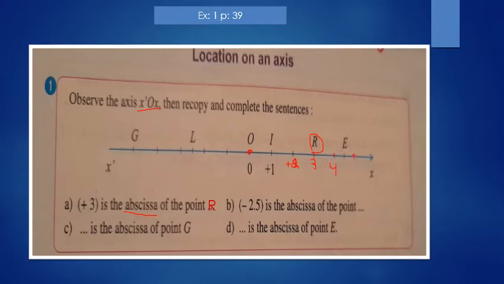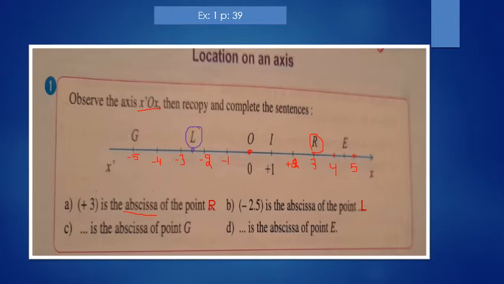plus 5, and on the other side, to the left side of the origin O, we have minus 1, minus 2, minus 3, and keep in your mind that the scale is respected. Okay, we have the same distance between the points, minus 4, minus 5, and so on. Now, minus 2.5 is the abscissa of which point? Here we have minus 2.5, it's between minus 2 and minus 3. So I'm talking about which point? Point L.